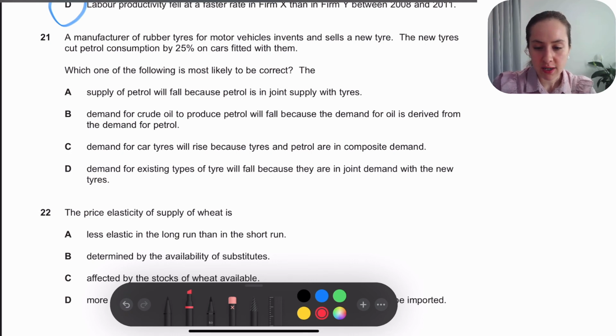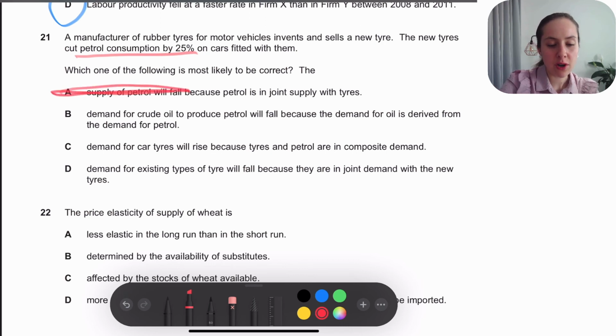Manufacture of rubber tires that make it more efficient to run cars. Supply of petrol will fall? No, this is going to affect the demand of petrol. That's not in joint supply. That one's a fun one.